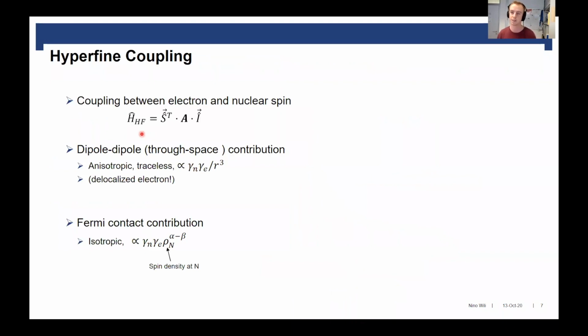Then the next important interaction is the hyperfine coupling. That's the coupling between the electron and the nuclear spin, which is also a tensorial interaction. It has two main contributions. One is from the dipole-dipole coupling, which is anisotropic and traceless. It's proportional to the gyromagnetic ratios and to the distance between the electron and the nucleus. But of course, you have to keep in mind that the electron is usually delocalized, and so a point dipole approximation is not necessarily good if they are close together. They can actually also be at the same position. So you also have a Fermi contact contribution, which is isotropic and is proportional to the spin density at the nucleus.